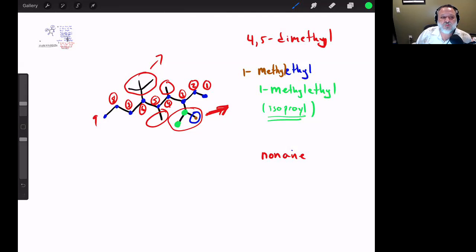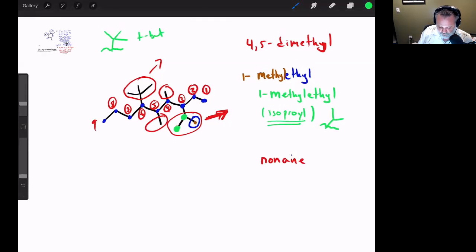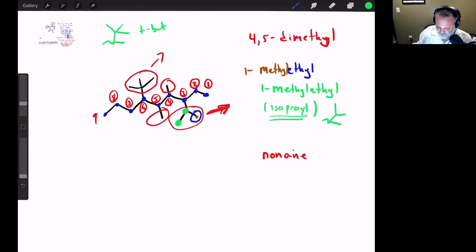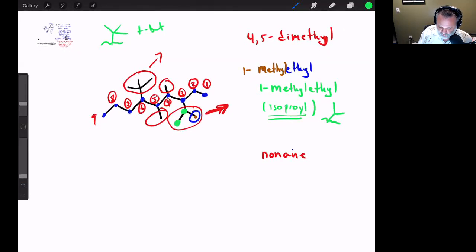There are plenty of these groups that you should become familiar with. Isopropyl is one of them. This is an isopropyl group connected to a main chain. Another one you might want to become familiar with is the one that I have shown in the other bubble. This would be a t-butyl group. Another one is sec-butyl.